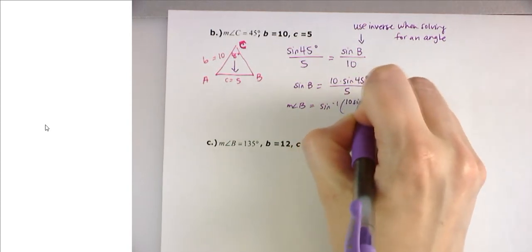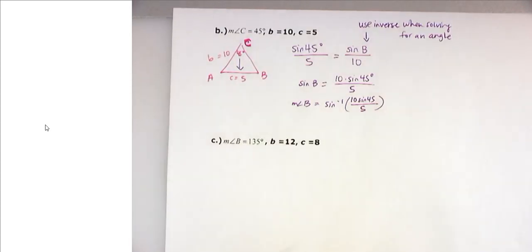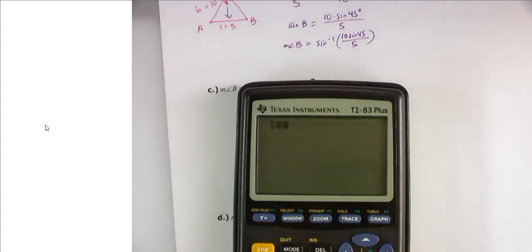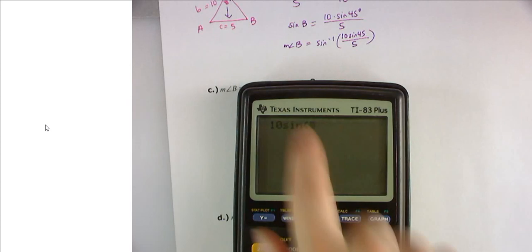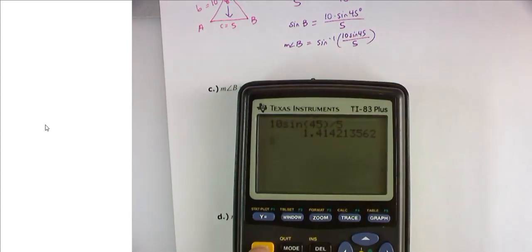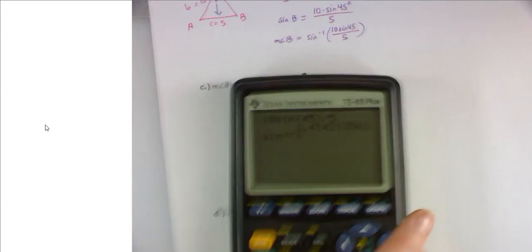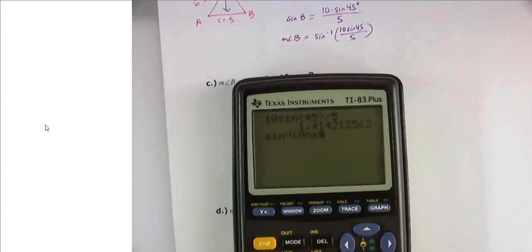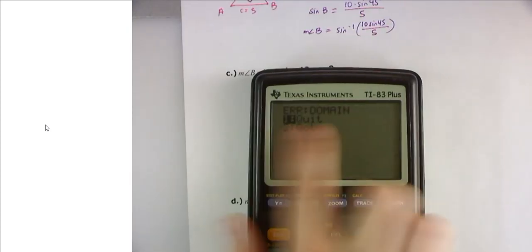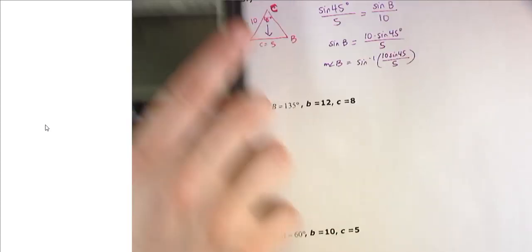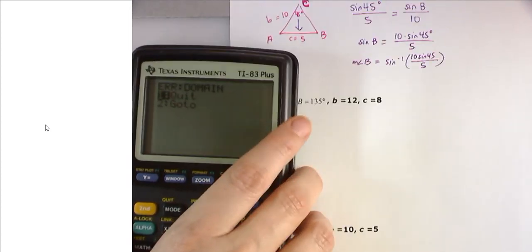Okay, so let's set this up. So I have 10 times, oh, I'll show you another way you can do this. So 10 times the sine of 45 divided by 5. Now, if you want to do the sine inverse of that, you can just do sine inverse and then click on second and then your answer key and then hit enter. Oh, so if you look here, it says there's a domain error. Okay, when that happens, when there's a domain error, first thing I would do is double check my work.